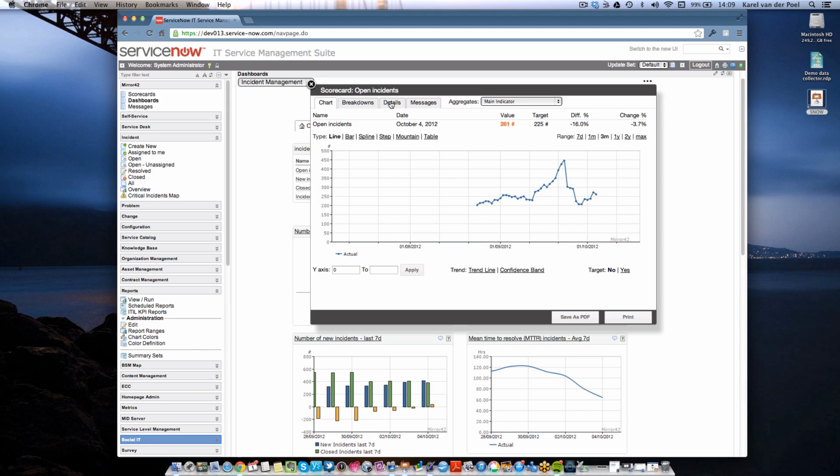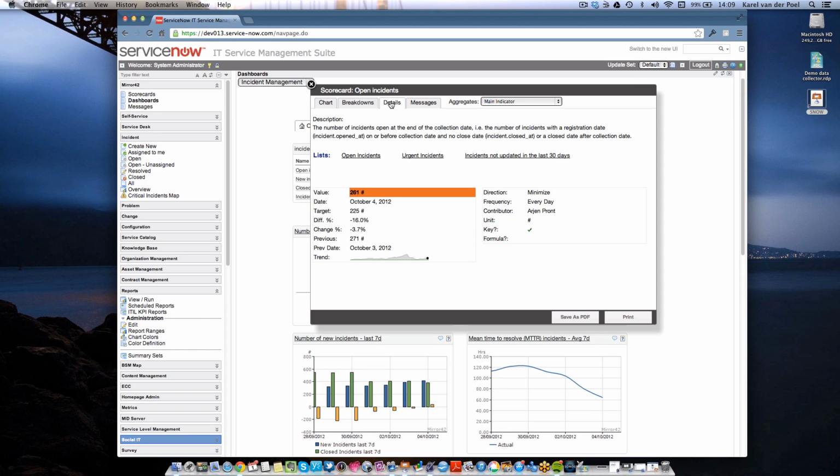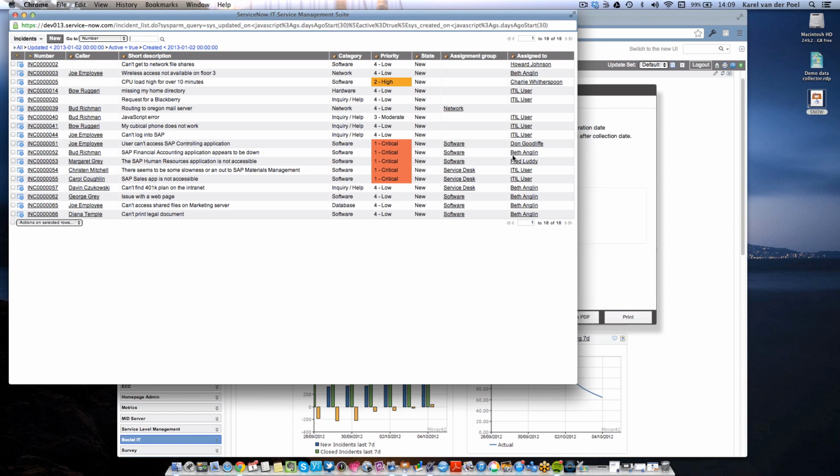If I click on Details for the Open Incidents, there's the ability to launch so-called smart links. Now I see a backlog of open incidents and I would like to know which of those incidents were not updated in the last 30 days. And I can click on that and get a direct overview of all the incidents that are currently in ServiceNow that have not been worked on for the last 30 days. And I can directly start working on it, which makes the dashboard very actionable.